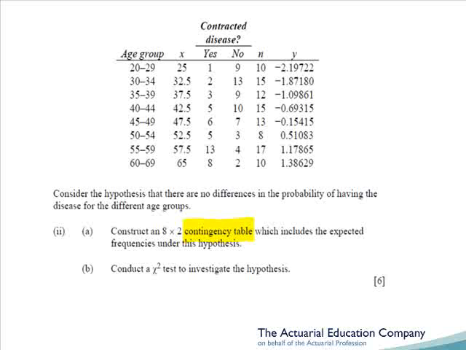Now in this case, the 8x2 table will be the 8 age groups along one way and the yes or no contracted disease along the other way. You're then going to have to work out the 16 expected values and compare that with the 16 actual values and use your chi-squared goodness of fit tests. So this is going to be a quite time-consuming calculation.